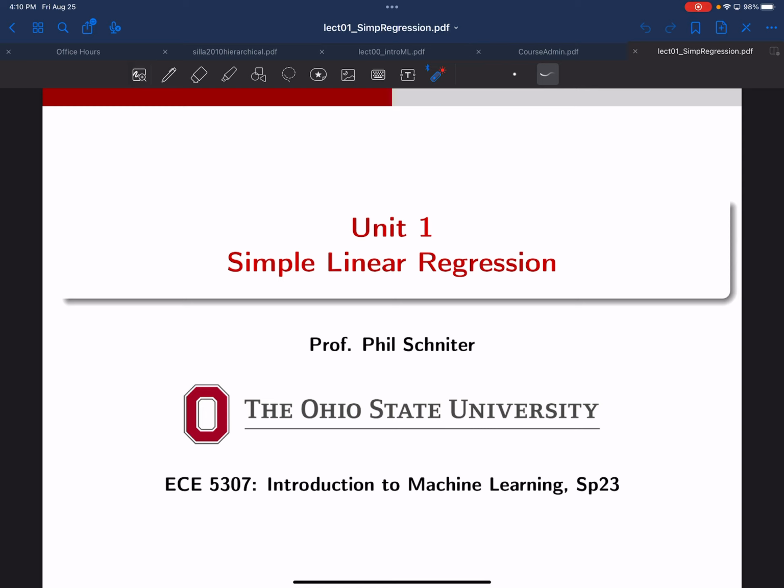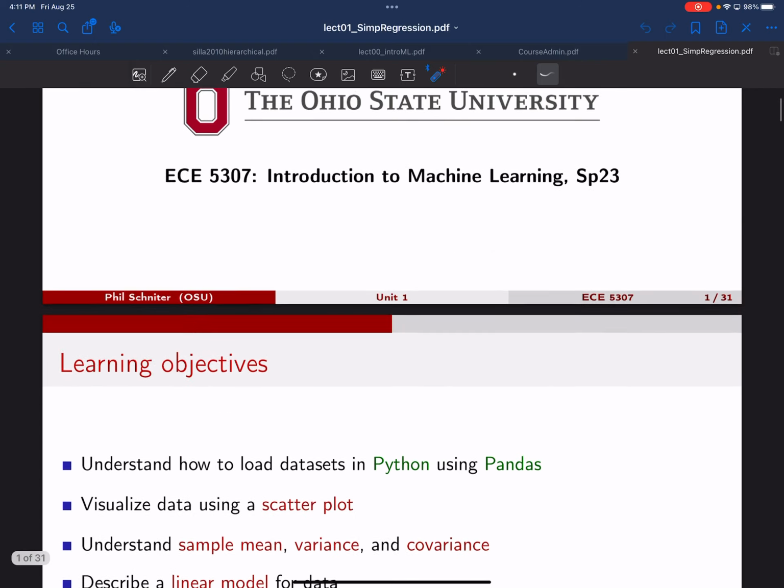So we're going to get started on the first real lecture about machine learning. We're going to start super simple, and we're going to find that in this really simple case, we can gain some intuition, and we can solve problems really easily, and then we'll get more realistic as the semester goes on, basically.